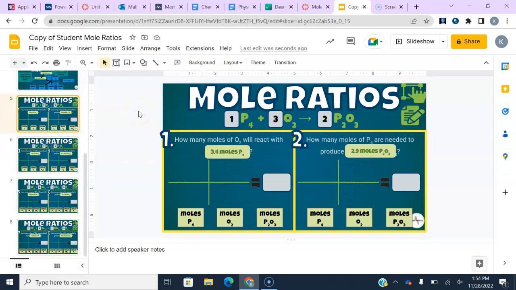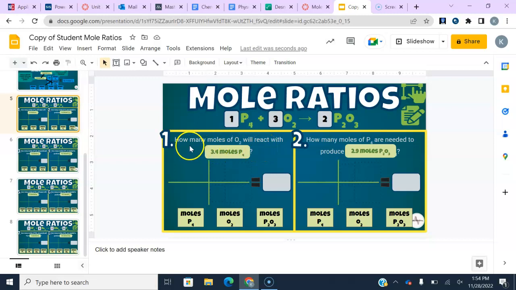On these slides, on the top, we're going to have our balanced equation. So it's right here. We've got 1 P4 plus 3 O2 will yield 2 P2O3, and this is going to help us set up our equation. So we're going to drag and drop, and we're going to solve.